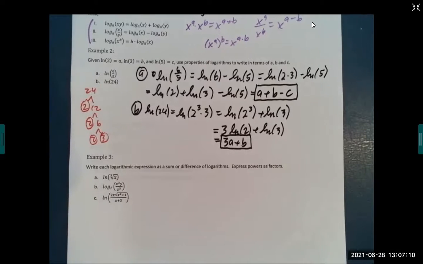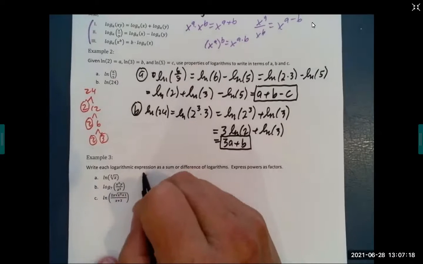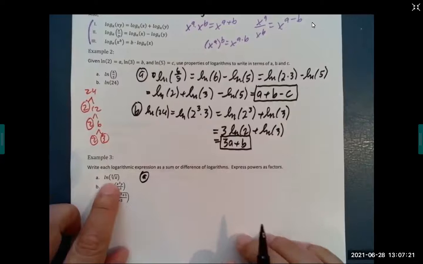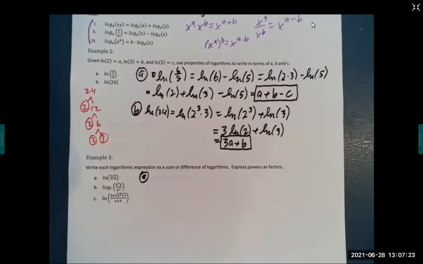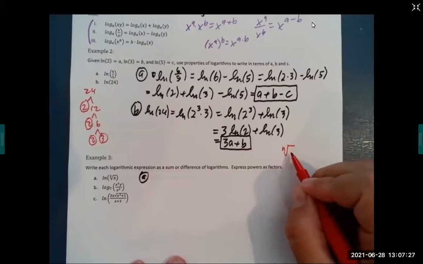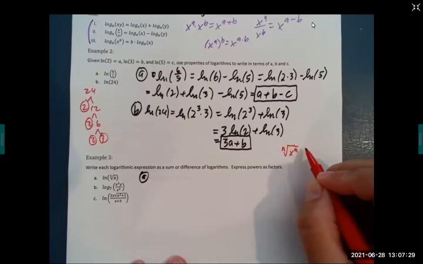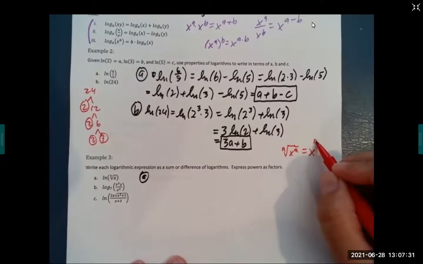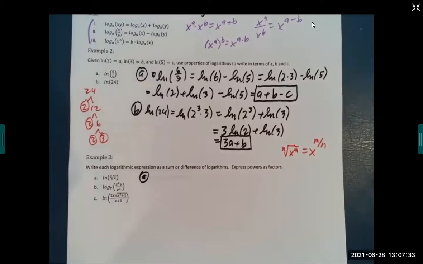All right, example 3. So what we're going to do now is we're going to unpack these. Now these ones are a little bit more complicated, to say the least. So for part A, if you remember, there's an old rule that says the nth root of x to the m power is equal to x to the m over n power. And that is what we're going to use here.